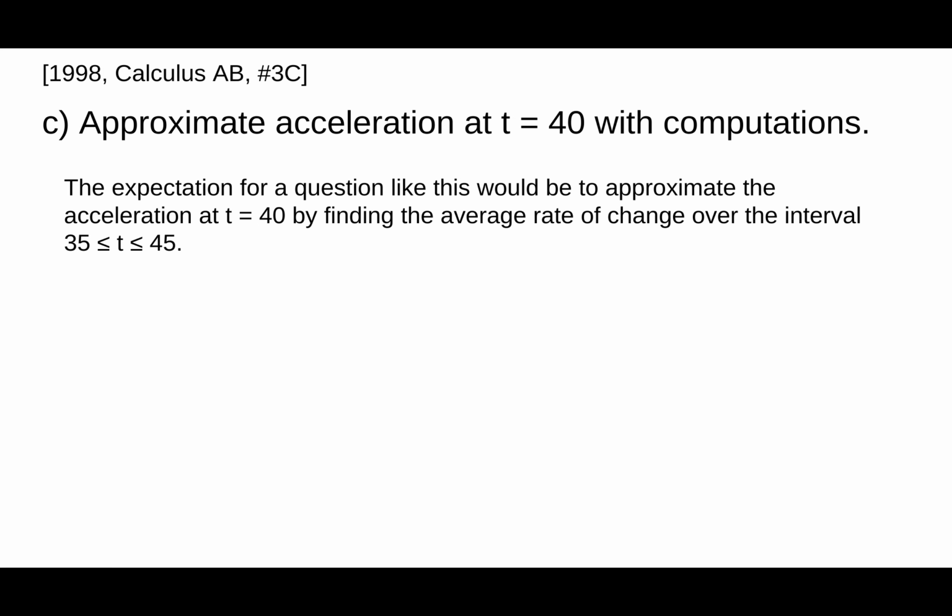Typically, you would find the approximate acceleration at t equals 40 by using the average rate of change of the velocity over 35 to 40, since that's the smallest interval you can get which has t equals 40 on the interior. You can use other intervals, but typically your acceleration approximation won't be as good. And this is just the easiest way to do it, I think. Use the smallest interval there.